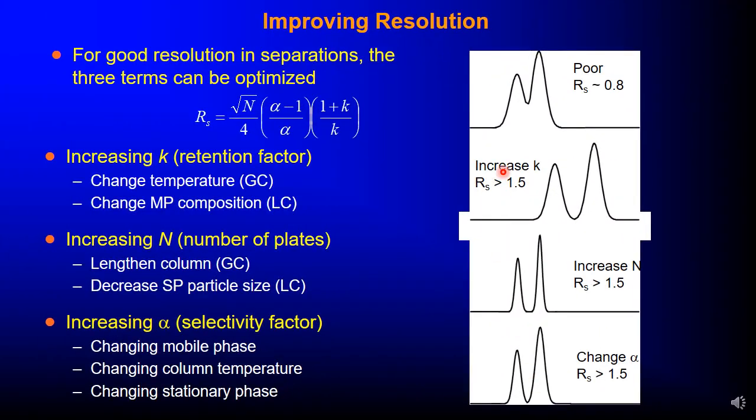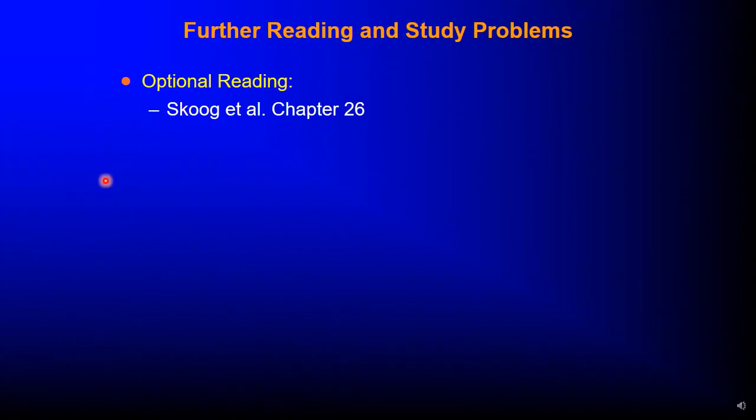So, improving resolution. For good resolution in separation, the three terms can be optimized. First, increasing the retention factor: one thing you can do is change the temperature in gas chromatography, and also change the mobile phase composition in liquid chromatography. Then, increasing the number of plates. Thank you.